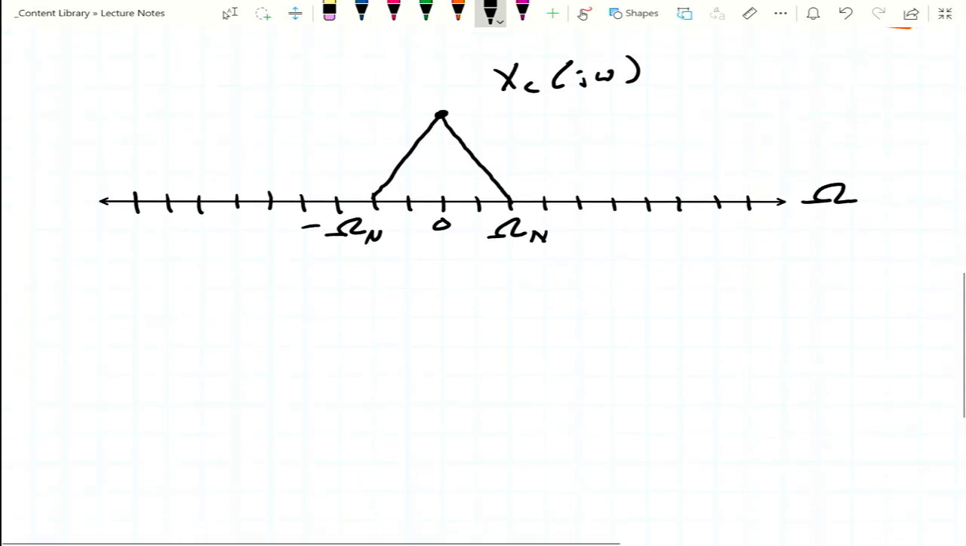You changed omega again. Oh, I did, didn't I? Omega. That one I just did by habit. It's supposed to be the other one.